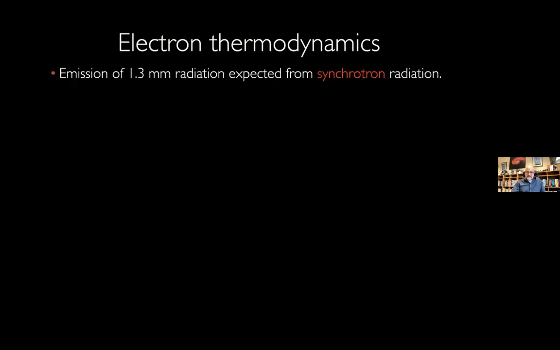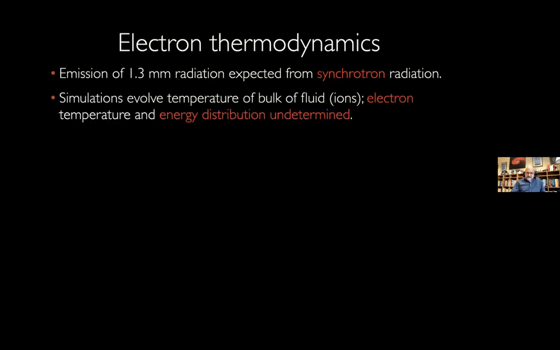As I said, we know it has to be synchrotron because we get it at 1.3 millimeters. But all of our simulations evolve the ions, they evolve the heavy part of the fluid. And so we know everything about the temperature distribution of the ions, but we don't know what is the energy or temperature distribution of the electrons. And it's them that is producing the radiation. So how do you get around this?